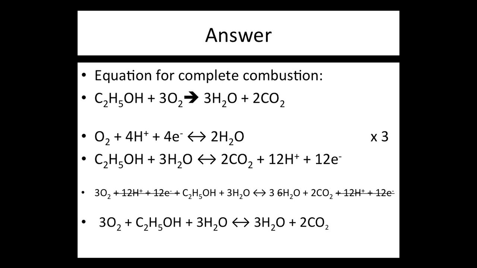Double checking by combining the 2 half equations and ensuring it's the same as the overall equation, we need to multiply the oxygen half equation by 3 and cancel out the 3 waters, all of the protons and all of the electrons.